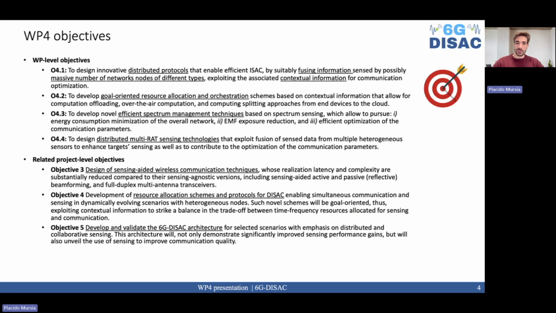This deals again with the fusion of sensing data, which may be collected from multiple heterogeneous sensors, which together allow to enhance the sensing of the target.